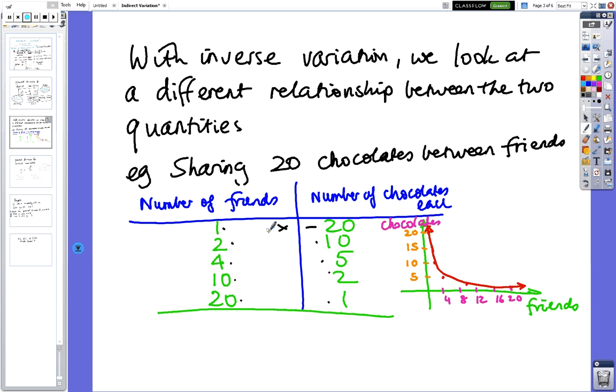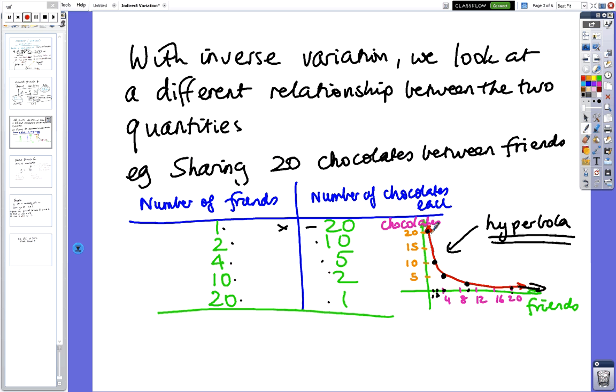And then when I graph it, I'm not putting all the numbers in, but if you had 1 friend, they're getting 20. If you have 2 friends, they're getting 10. 4 friends is getting 5. 10 friends is getting 2, 20 friends is getting 1, and that's what the shape is. That's not a straight line, and this shape is called a hyperbola. It keeps going to infinity, because you could share it out even further. Obviously with lollies you can't, but you could have half a lolly each, and it looks like that shape.